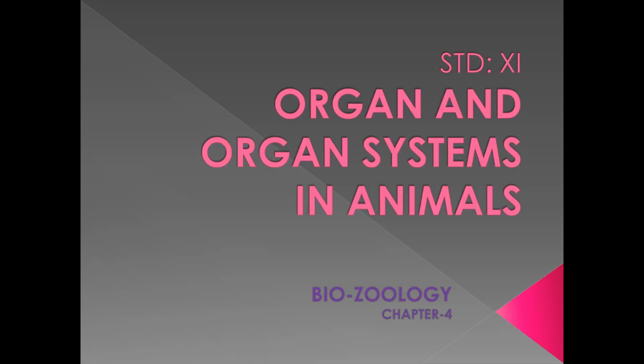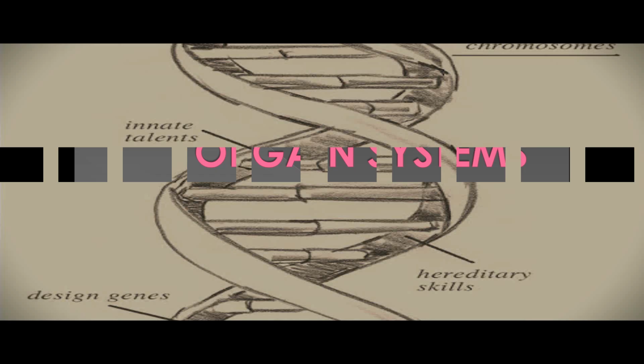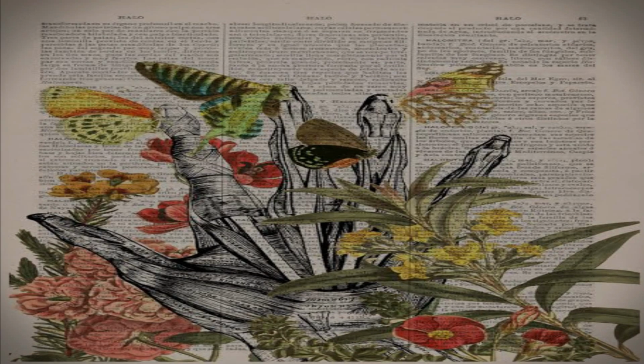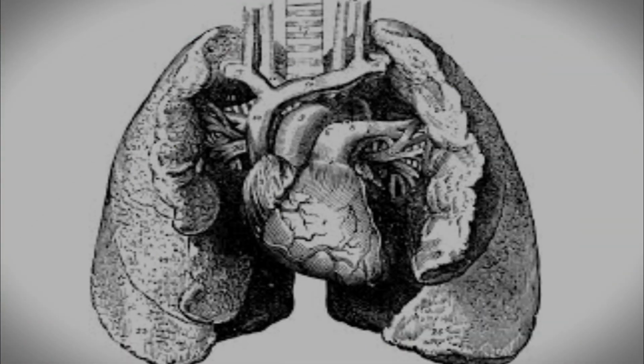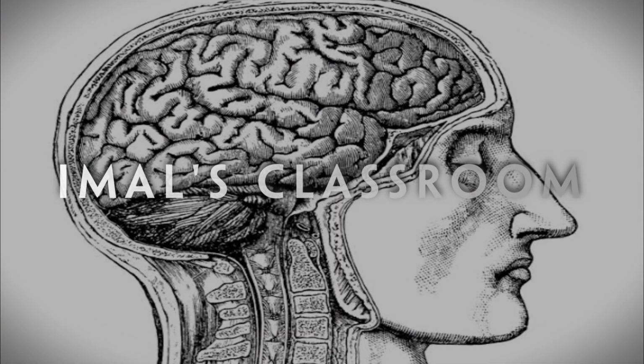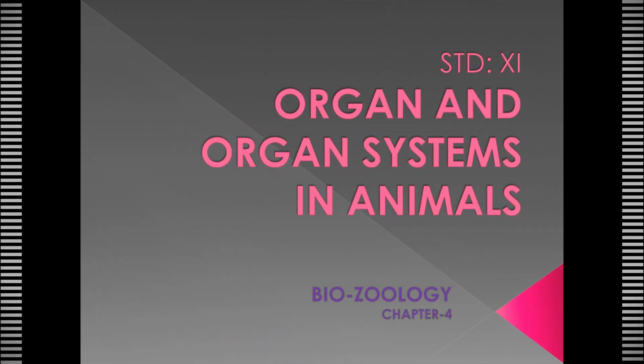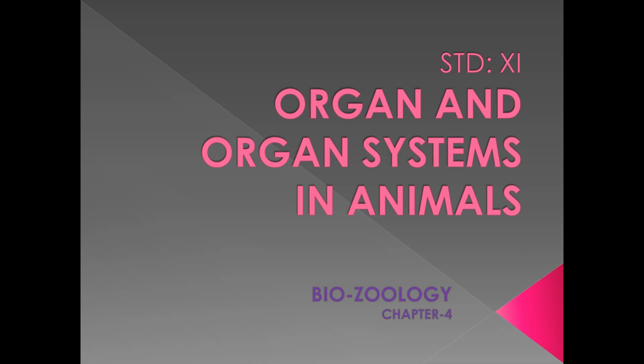Dear students, now we are going to learn a new chapter in biozoology, organ and organ systems in animals. In this lesson, we are going to learn about the structural organization of earthworm, cockroach and frog.